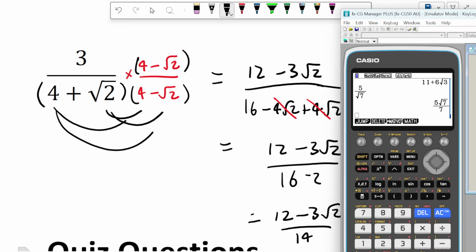And I'm really hoping your calculator can do this as well. So 3 over 4 plus root 2. Let's see, 12 take 3 root 2 over 14.